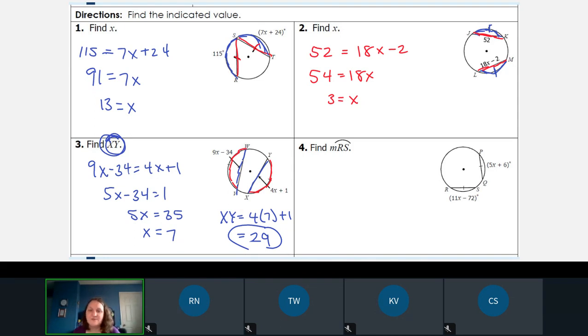All right, so if you said some version of 5x plus 6 equals 11x minus 72, you are correct. Maybe you said 11x minus 72 equaled 5x plus 6. Same thing. Awesome. Okay, I'm going to let you solve that one and plug it in and find the measure of arc RS. I would like to move on so we can see some more examples.